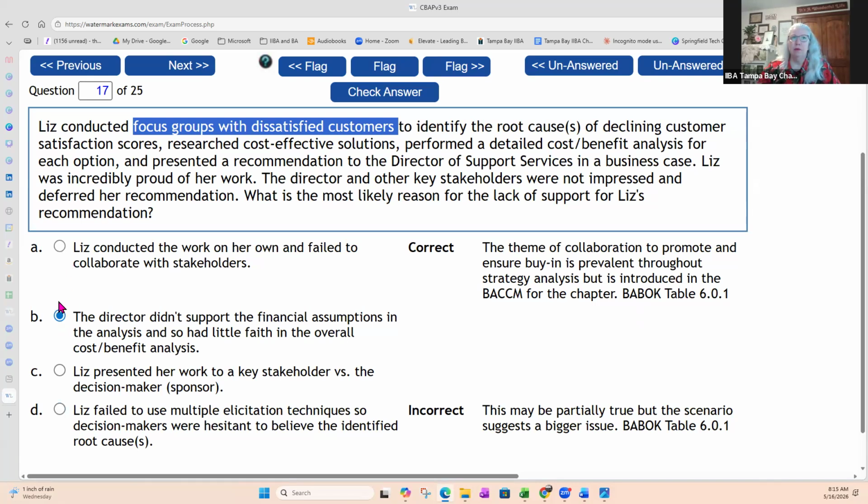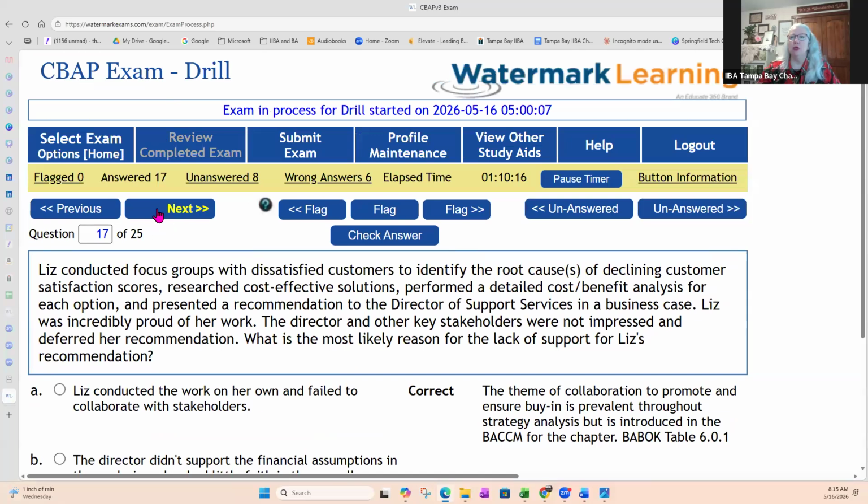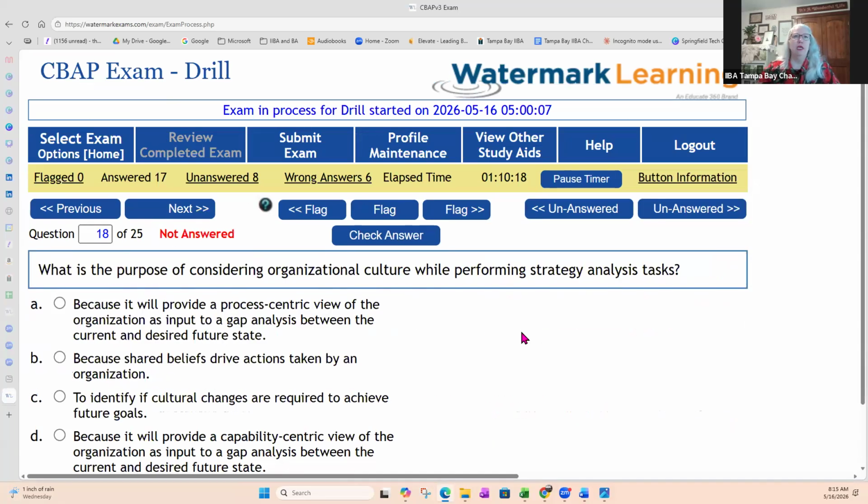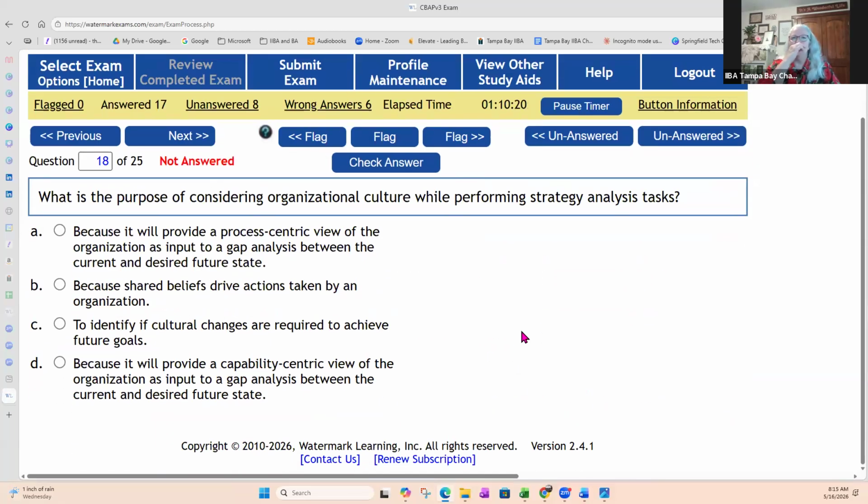Let's see. I'm just gonna leave it the way it was. Okay, so let's go on. I think we can get to 20 today. What is the purpose of considering organizational culture while performing strategy analysis tasks? So this is all the tasks in the knowledge area. We're going to consider organizational culture.